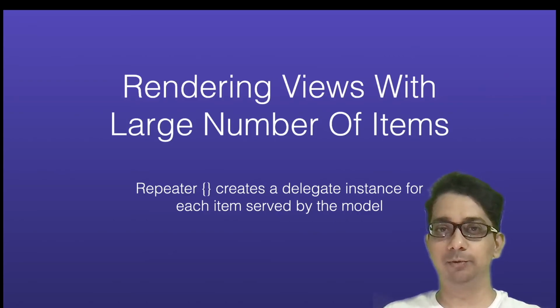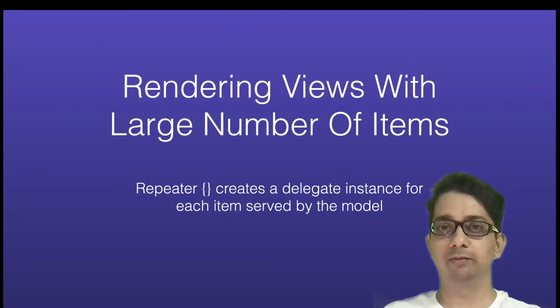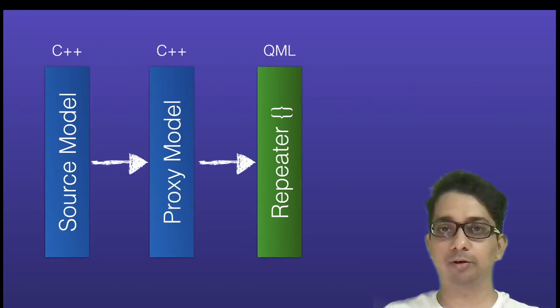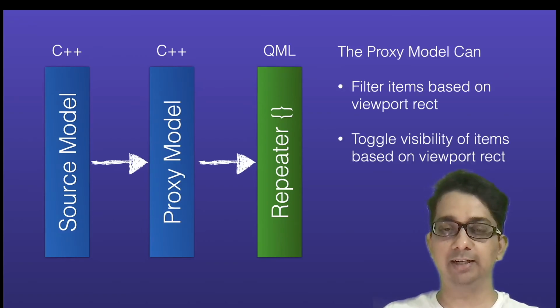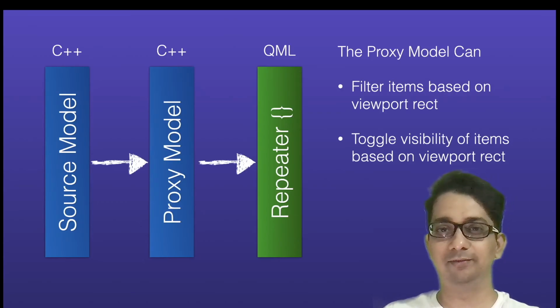Now that's bad news if you're using repeater to render a large model on a canvas. You end up creating too many items that are not even visible on the screen. Rather than hooking up the source model directly with the repeater, we can introduce a proxy model in between. This proxy model is also written in C++. The function of this proxy model is to filter items based on whether they show up within the viewport rectangle or not, or at the very least, toggle visibility. This way, we ensure that we don't throw too many items to the render queue or even the memory.